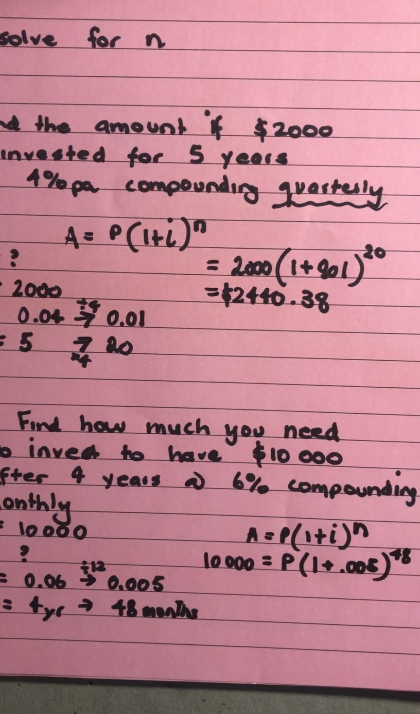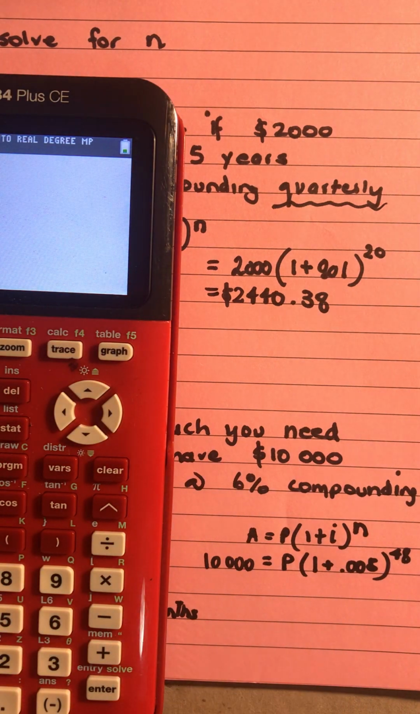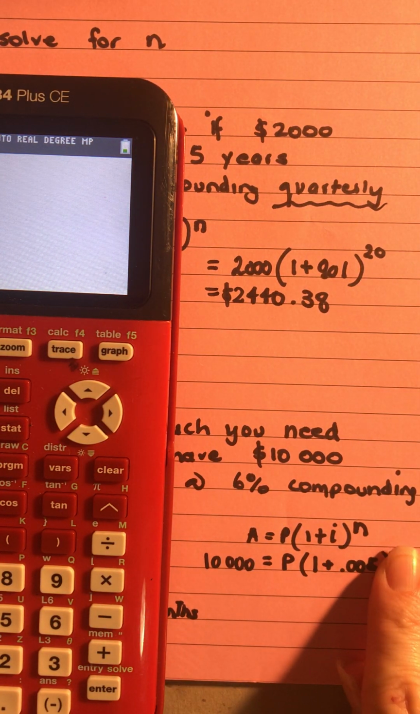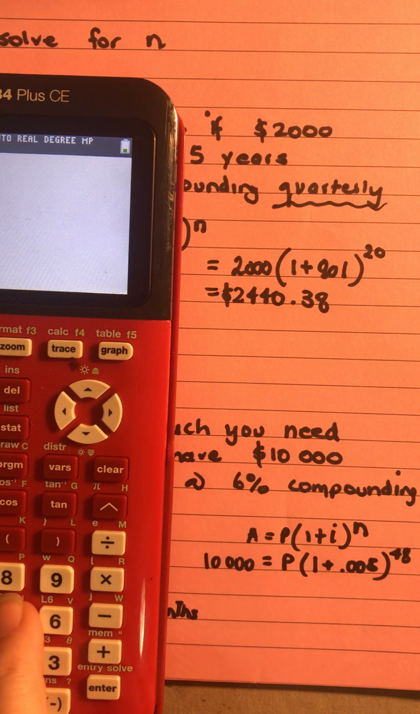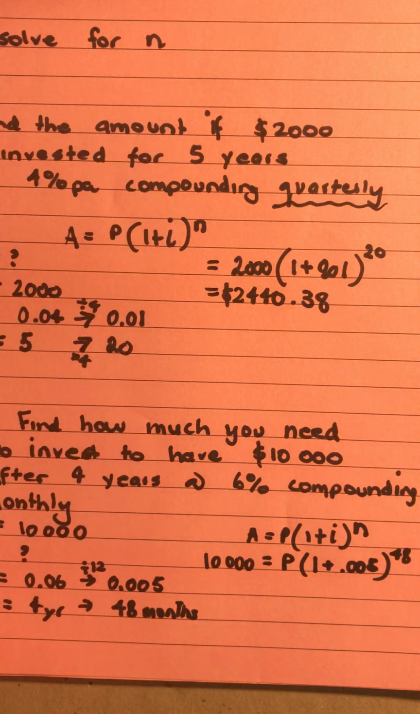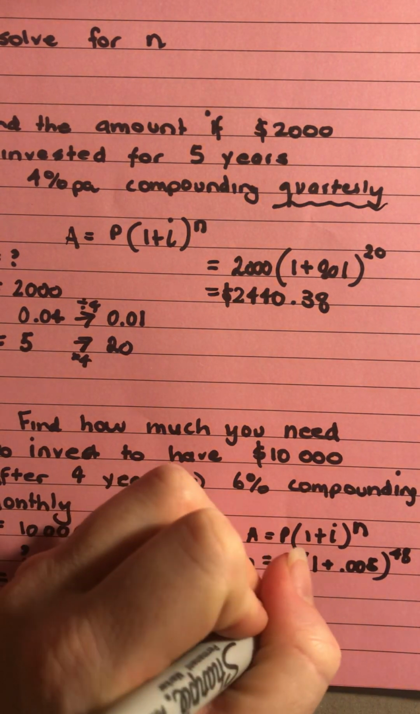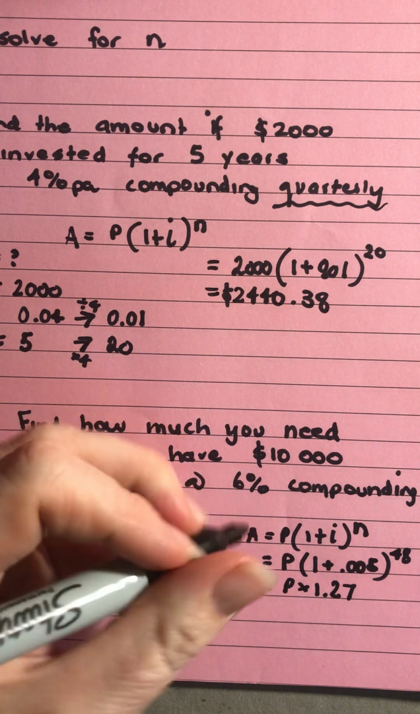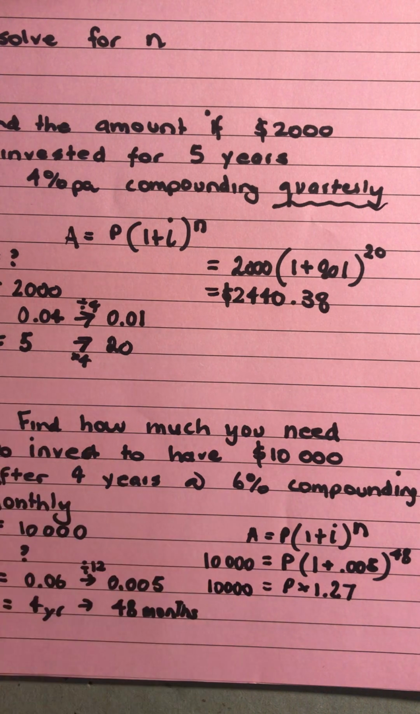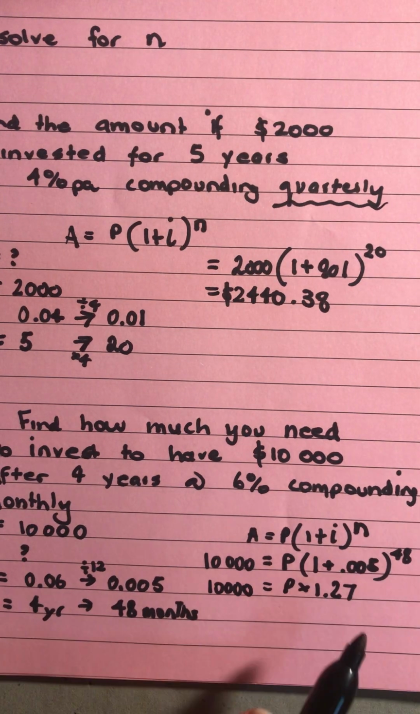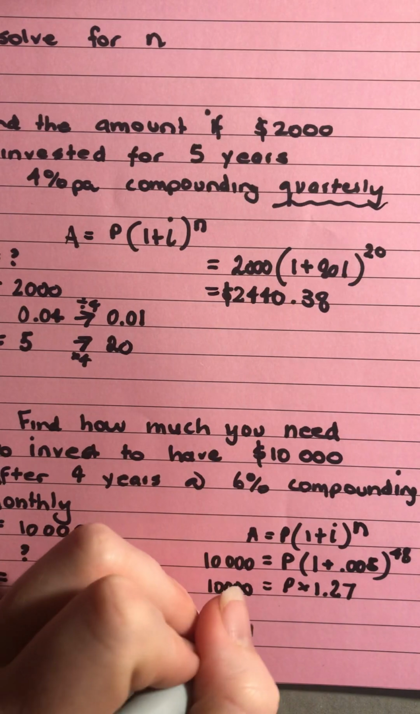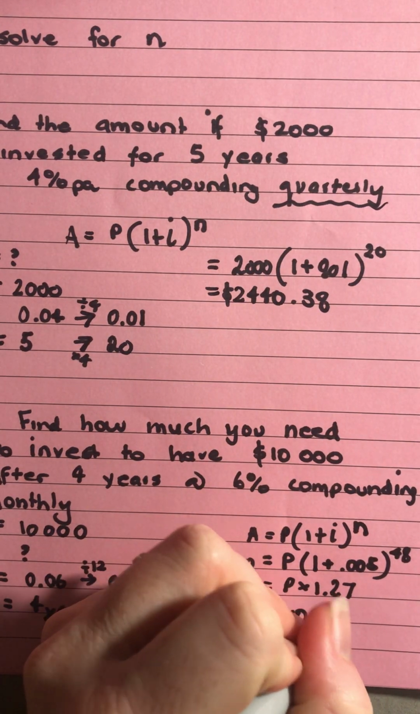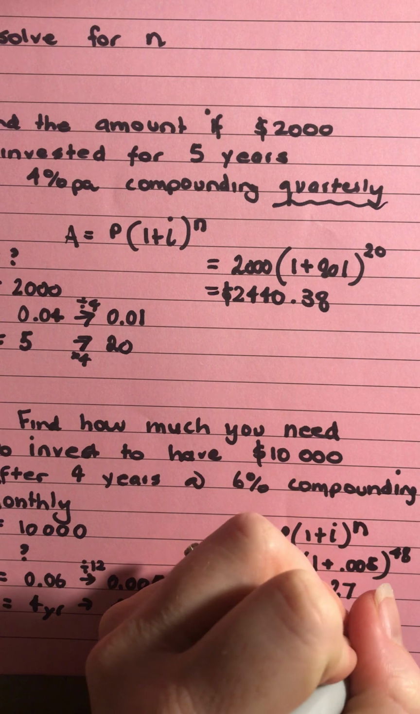And then I'll grab my calculator and I'll type that in. So I'm just going to work out this bracket part of it. So I've got 1.005 to the power of 48, and I get 1.27. So I know that P times 1.27, and keep those decimals in your calculator. They're actually decimals that come after it, and then you can use your calculator to get the rest of those when you do the next step. So now we know P times 1.27 is 10,000. To get the P on its own, we're going to do 10,000 divided by 1.27.